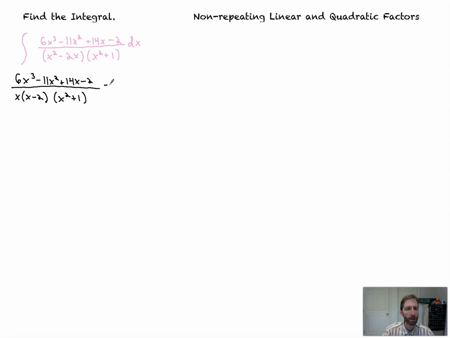Okay, now, this is that new part where we split things up. It's going to be like normal. You're going to get A over x, like normal, plus some other constant B over x minus 2. And here, where you'd normally expect to do just C, you have to put Cx plus D over x squared plus 1. You might say, why?